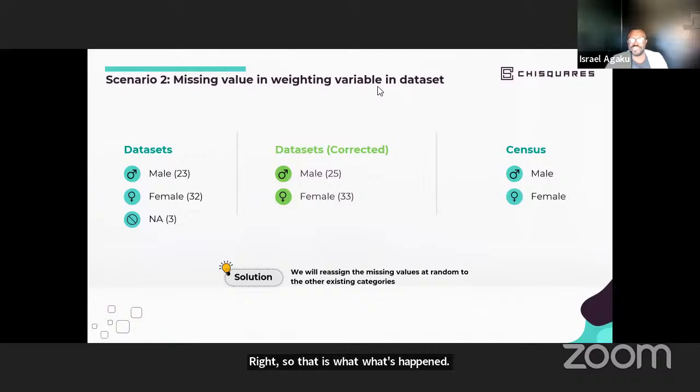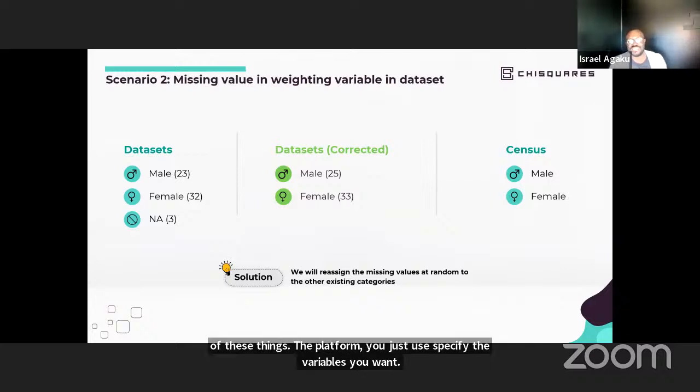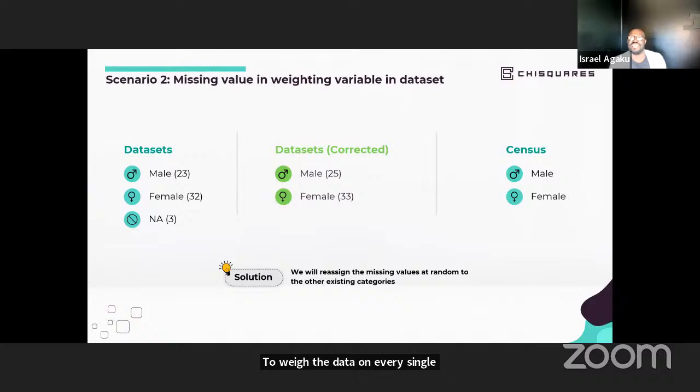No, you don't remove it. You don't have to do anything. You just upload the data. This lecture is just trying to answer, somebody was asking, do they have to do this manually? No, you don't. The platform automatically does all of these things. On the platform, you specify the variables you want to weigh the data on. Every single thing is done for you automatically, obviously. But you also need to understand what is going on. So that's why we're trying to explain to you what happens in the background.